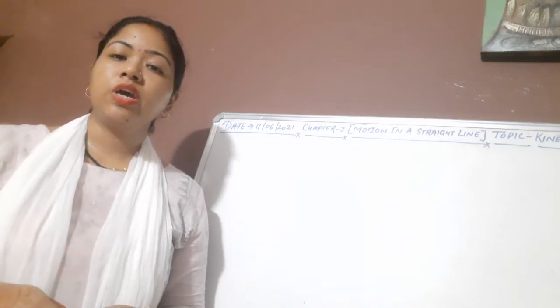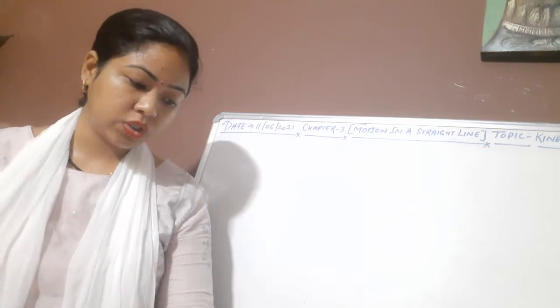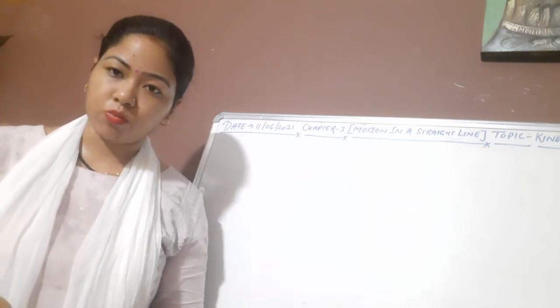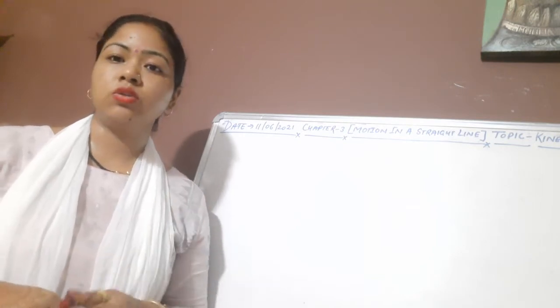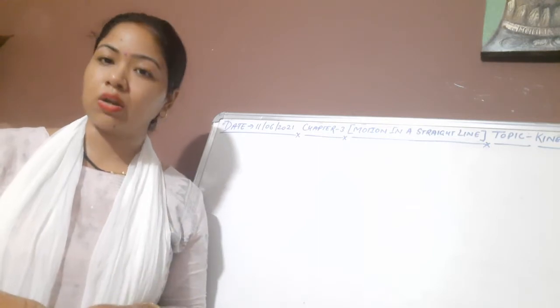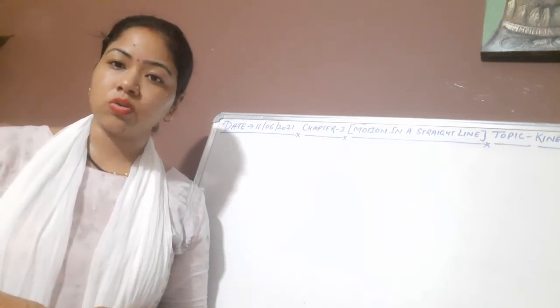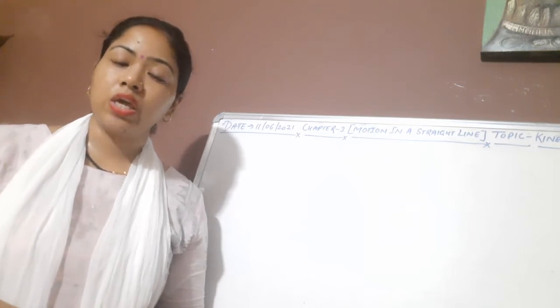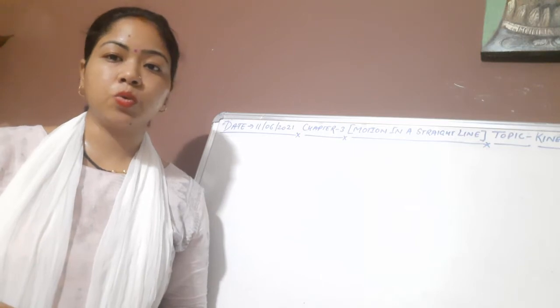So children, today we are going to discuss kinematic equations of motion for uniformly accelerated motion. Right? So children, for this we have two methods to derive the equations of motion. One is the graphical method and the second one is the calculus method. We already have the graphical method in class 9th also. With the help of the graph, we formulated the expressions for the three equations of motion.